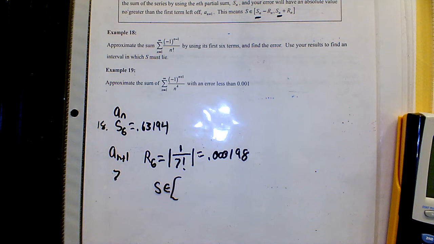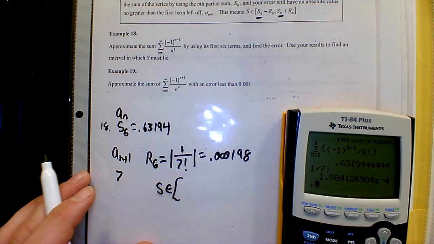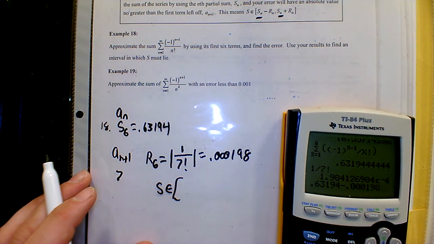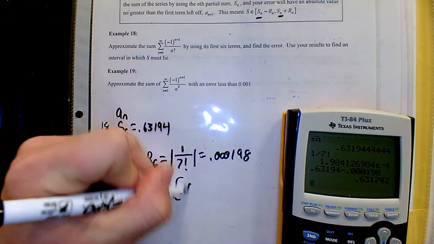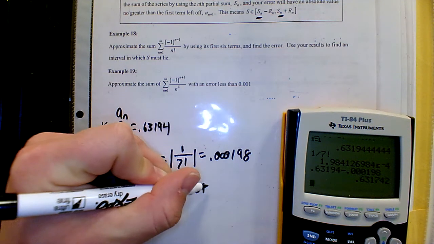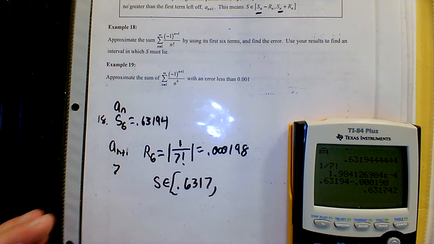Okay, so we have 0.63194 minus 0.000198. So you get 0.6317. So that's your lower bound.